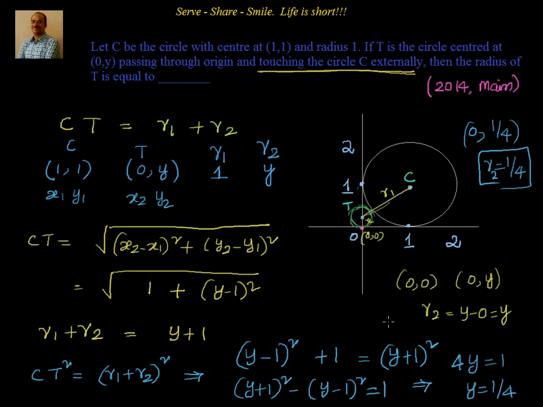We know C coordinates (1, 1). We have been given T coordinates (0, y). We know R1 equal to 1. And we also know that R2 equal to y, because the second circle's center is at (0, y) and it is passing through the origin. That means (0, 0) is a point on the circle. Then the distance between (0, 0) and (0, y) is nothing but the radius by definition. So R2 equal to y. Now we apply the formula CT equal to R1 plus R2 and square it on both sides, so that we can take out the square root. We get y equal to 1 by 4.